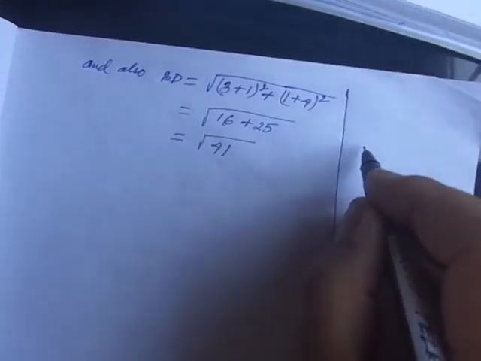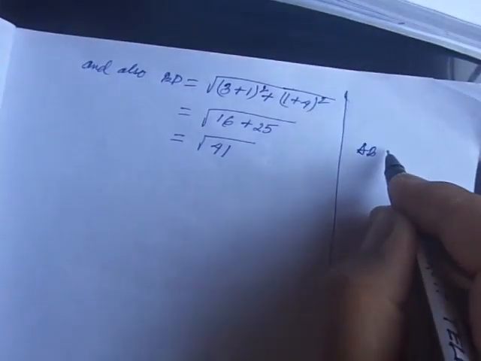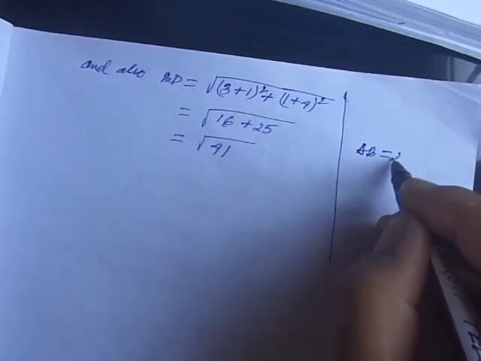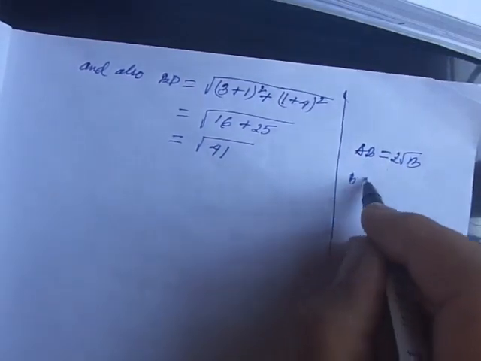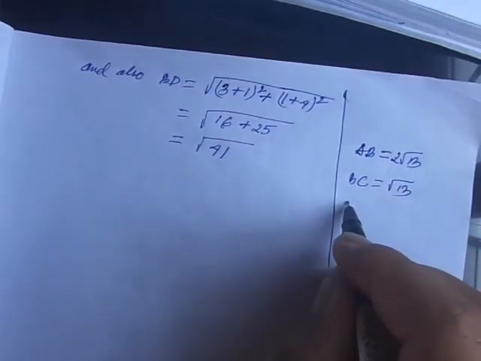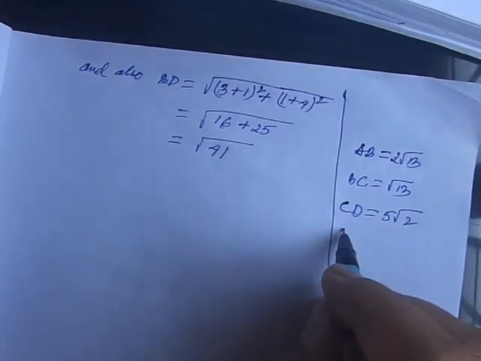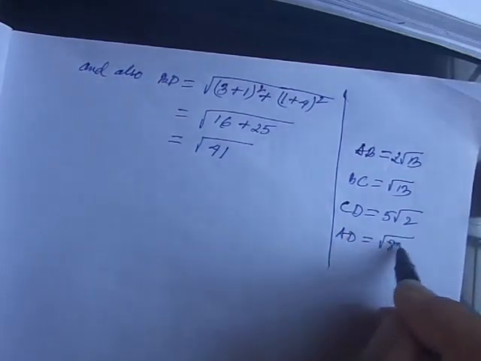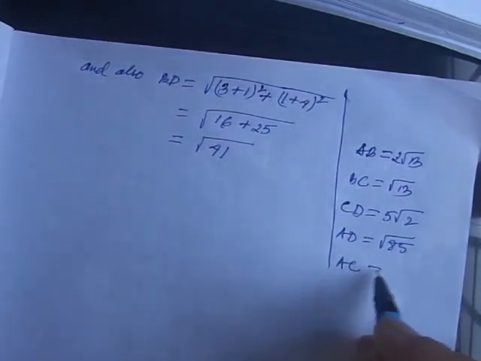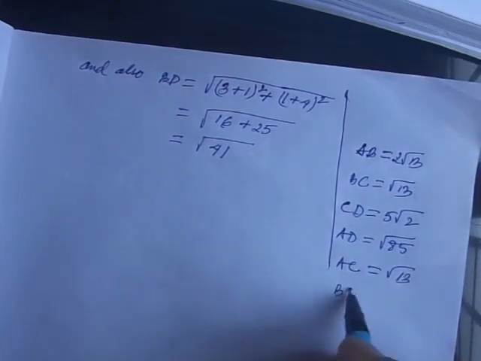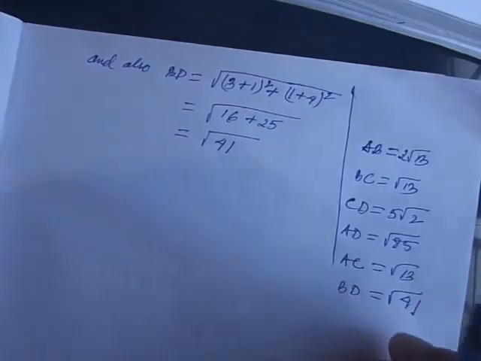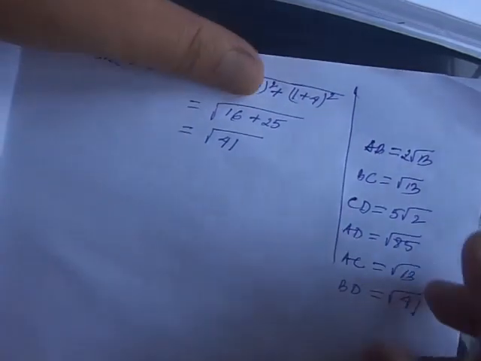Now look here, so far we are finding, it looks like we have a problem here. Look carefully. EB equal to 2 root 13, BC equal to root 13, then CD equal to 5 root 2, and ED is here root 85, and AC is here root 13, and here BD is here root 41. This is what we got, but it appeared to have one problem here.